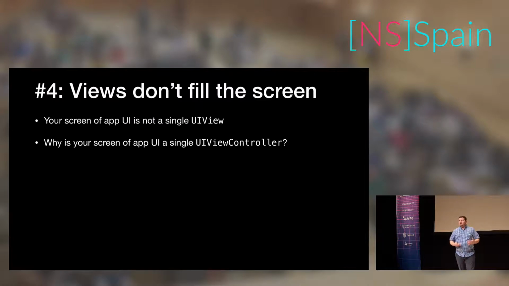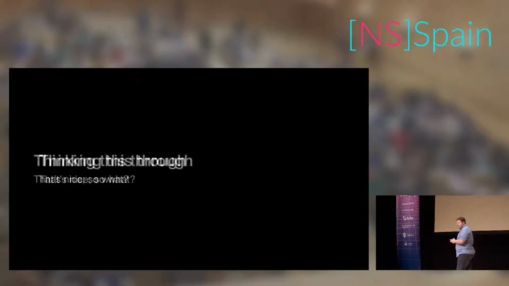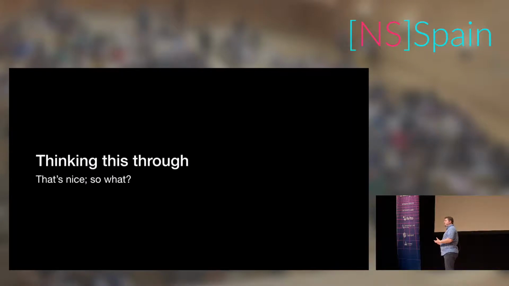There is nothing in UIKit that says a UI view controller has to have the same bounds as your screen. A UI view controller can be 1 point high. It could literally just be a horizontal line. It could be invisible if it's a container view controller. It could be a view controller that only shows a single image. There is nothing that says a view controller has to be the size of the screen. So we've made these observations. What are we going to do about them?